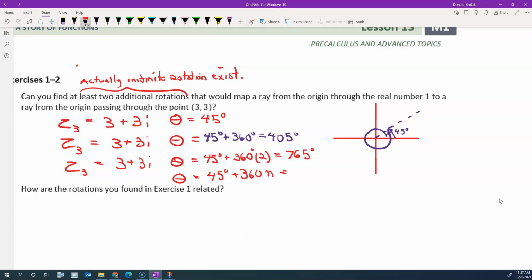All of these rotations are just 45. How are they related? Well, they're all 45 degrees plus some multiple of 360. So always pick the one that's between positive 0 and 360. That's why we didn't use negative 60.